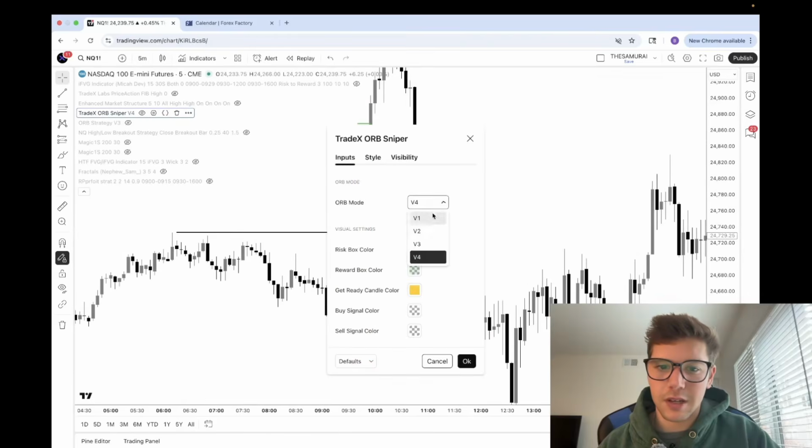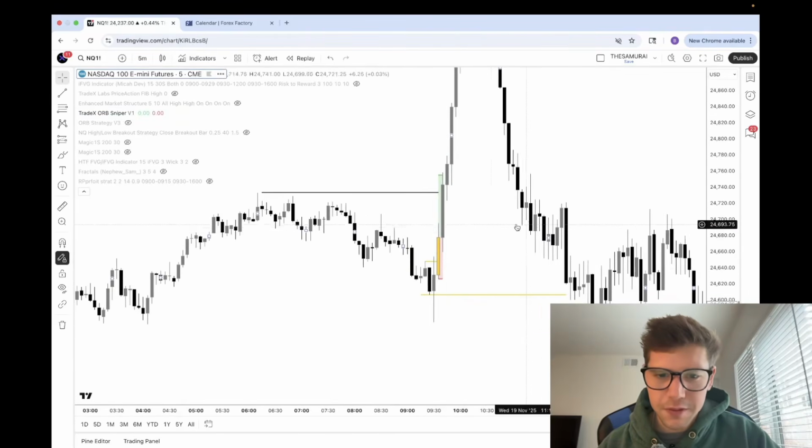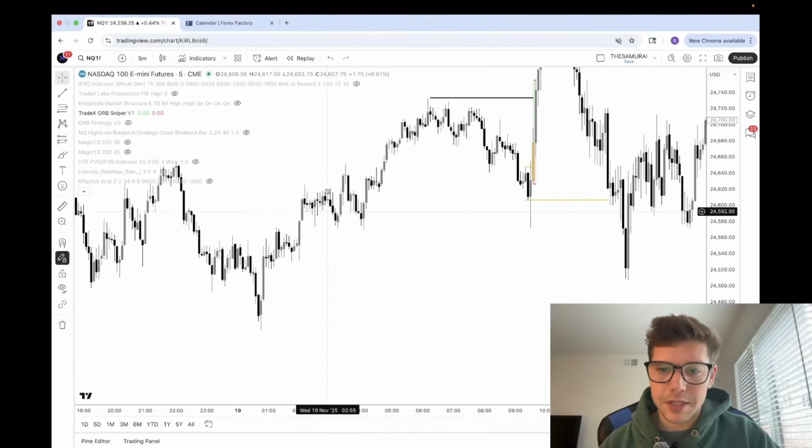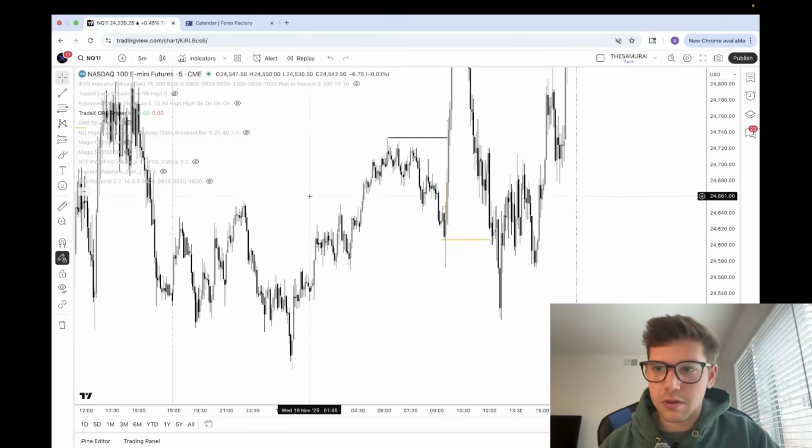Let's also take a look at V1. V1 also hit a banger. Now, V1 was not high probability. We didn't manipulate the low nor high. Here is the low of the day right here.